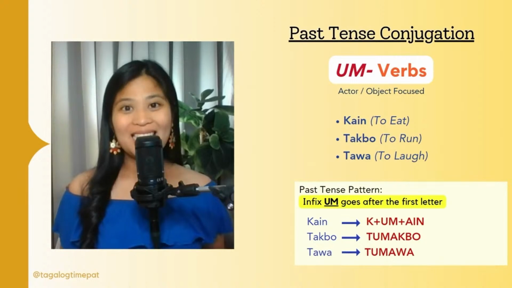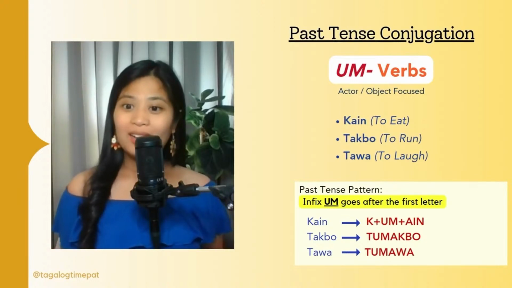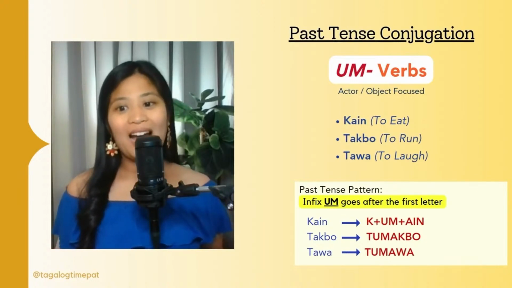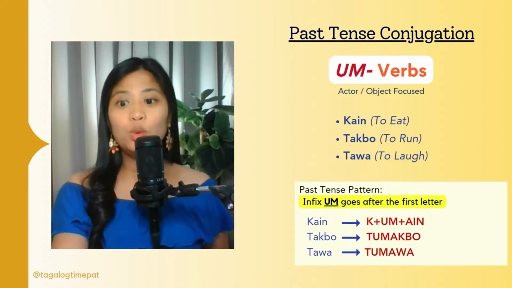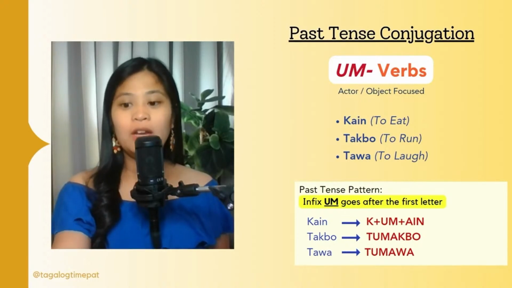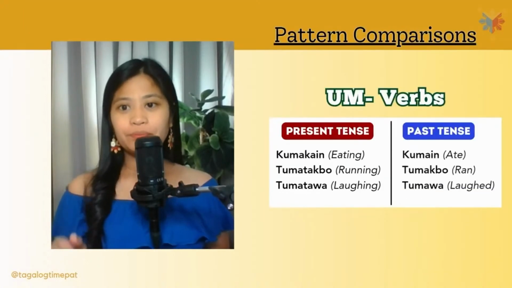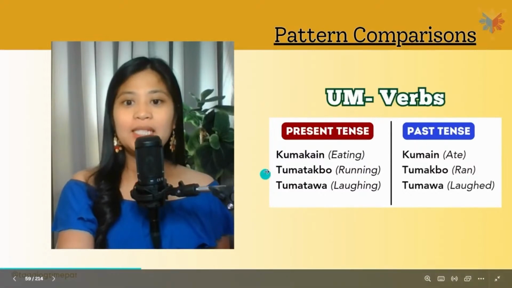Tawa in the past tense becomes tumawa. Tumawa sila. They laughed. So again, we are just adding the infix after the first letter. So now let's compare. In the present tense, kain is kumakain.